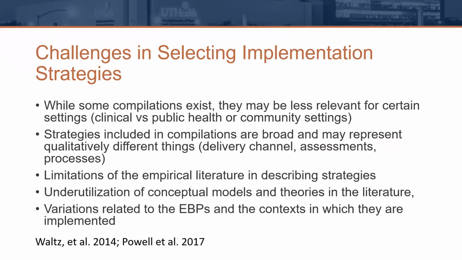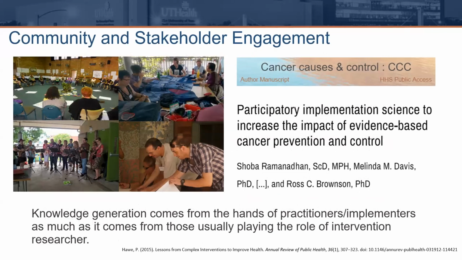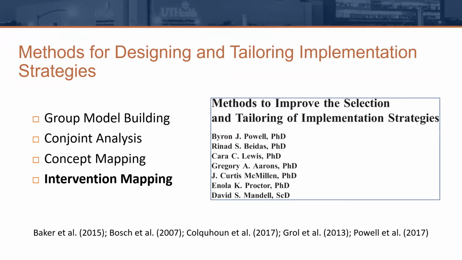So I already mentioned that these are some of the challenges in selecting implementation strategies, so I'm not going to cover that again. And you heard a great talk by Dr. Bro about participatory planning. And so I'm also not going to talk too much about that, except to highlight this nice article about participatory implementation science. And it's specifically about cancer prevention and control. But I think that some of the processes that they describe and the experience could be really useful for you.